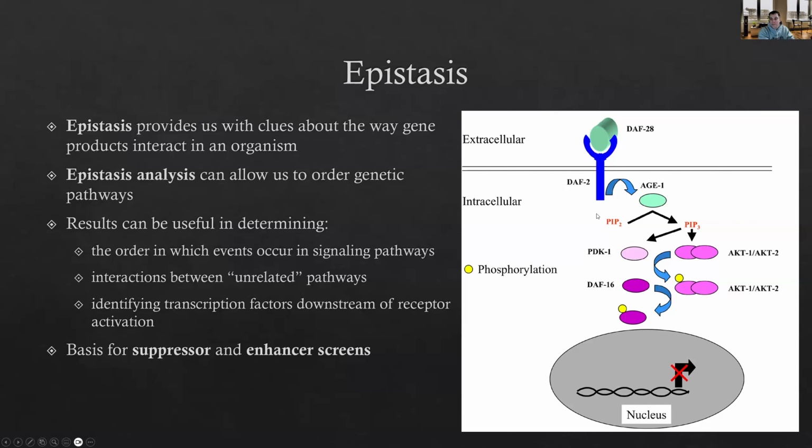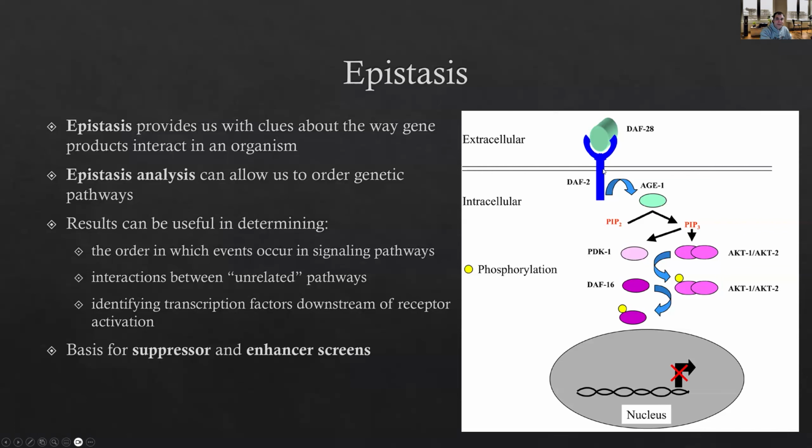But what was really interesting is, when this receptor is bound, it signals down through a big chain of other signaling pathways. This is called signal transduction. And it eventually converges on a transcription factor called DAF16. Basically, when DAF2 is broken, no signals get through, and DAF16 is always active.